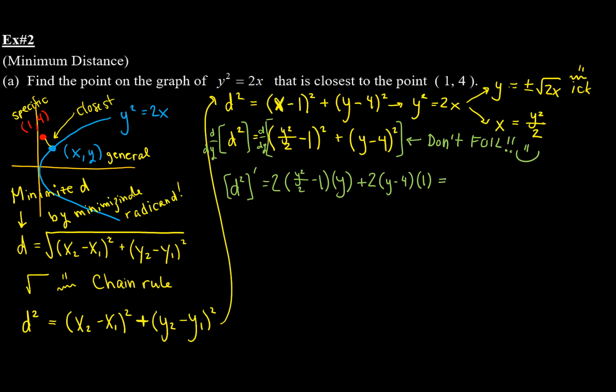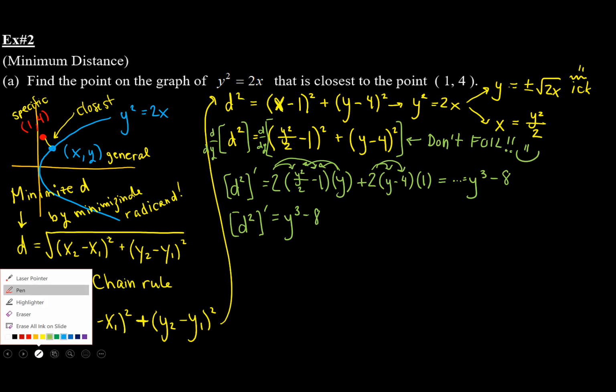And if I simplify here, I multiply the 2 out, multiply the y, and this 2 out in the front, and I end up with y cubed minus 8. So if I've got this function here for my derivative, I now need to find the critical numbers. Let's do that.